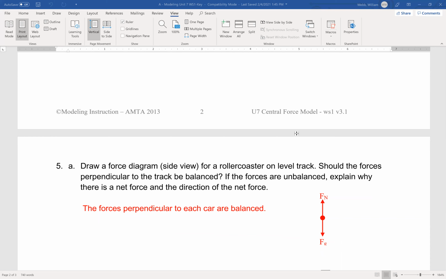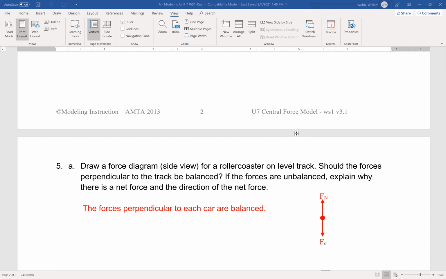All right, Kyle, how about part B? What did you come up with for 5B? I put an upward normal force, and then equal to that a downward gravitational force, as well as a smaller acceleration force. And I said it's not balanced, and there's a net force due to acceleration, and the net force is negative or going downward.